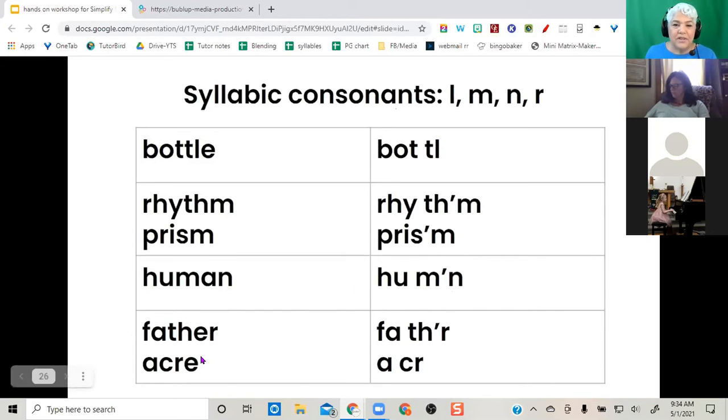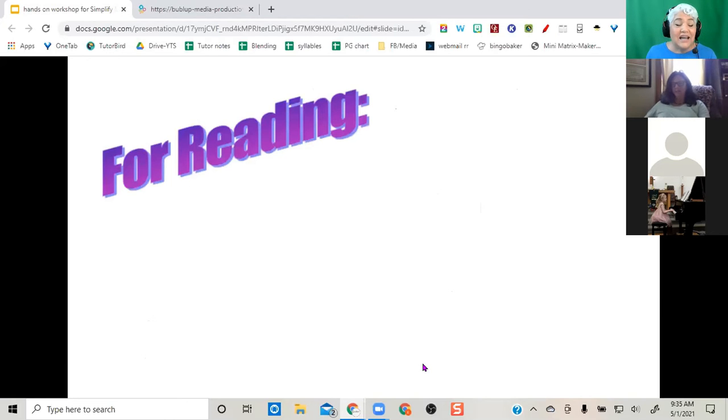And then, of course, we know that we have words where the R messes up. Father, there's really not a vowel sound here, or acre. We stick an E here, but we have other words where it messes us up. Okay, I'm just going to go through a few of these because this is one of the areas where I got a few questions written in to me.